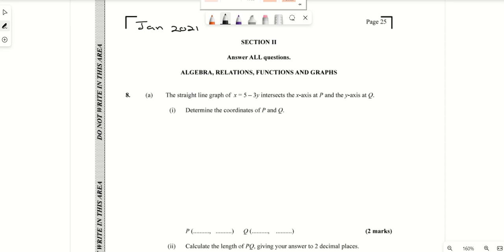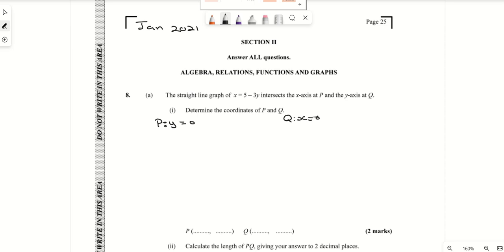So the question says a straight line graph of x is equal to 5 minus 3y intersects the x-axis at P and the y-axis at Q. Determine the coordinates of P and Q. Now, the point at which it intersects the x-axis, that's P, where y is equal to 0. And for Q, when they say it intersects the y-axis, that means x is equal to 0.